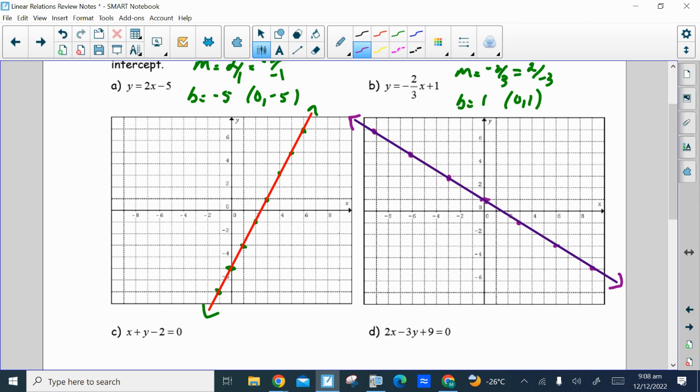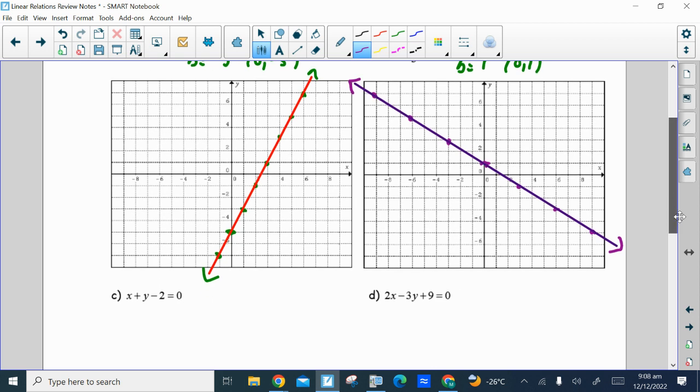This line has a negative slope, and because of that, it falls as you go left to right. Remember, the slope of the line is the rate of change, and if it's a line, that rate of change is always the same. It never changes.